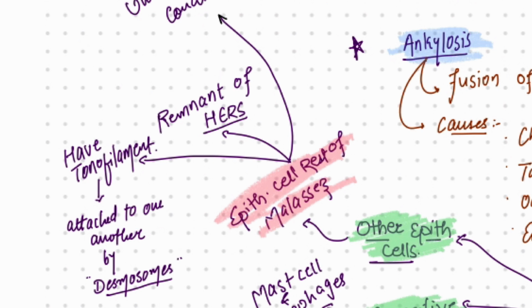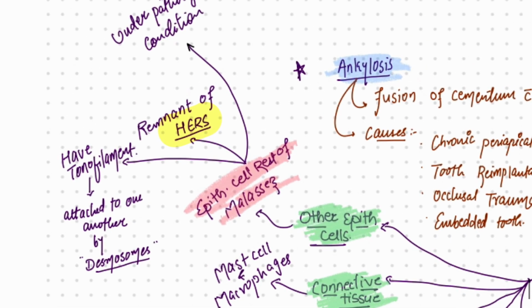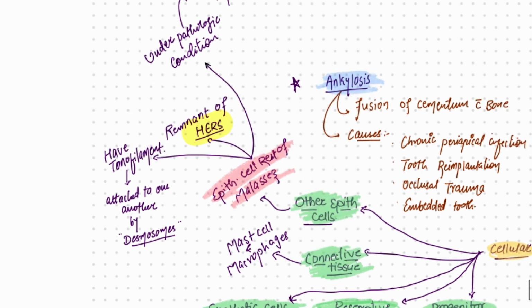You will also get a small answer question on the Hertwig epithelial root sheath in the first year, as well as in the third year. It also plays an important role, and when it comes to the final year, it plays as a basic component where the PDL fiber formation and all those things happen. So epithelial cell rests of Malassez is an important concept.